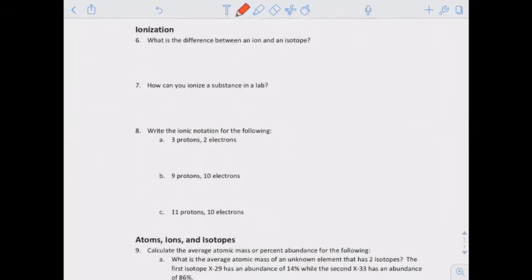Moving on to ionization. It says, what is the difference between an ion and an isotope? An ion has a different number of electrons.